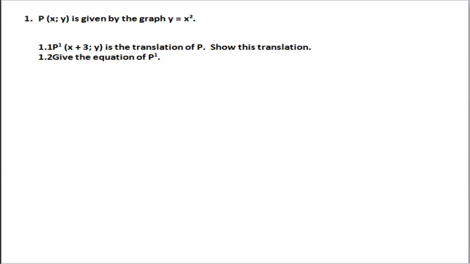This problem here is on translation. It's on page 58, and it is number 2. And they also want you to show the translation, because obviously you're learning this section as well. So let's just quickly look at this graph, and then we get a better idea of what's happening.